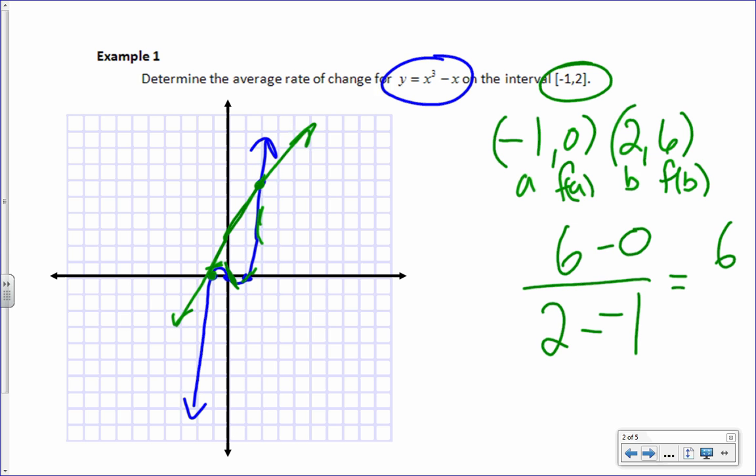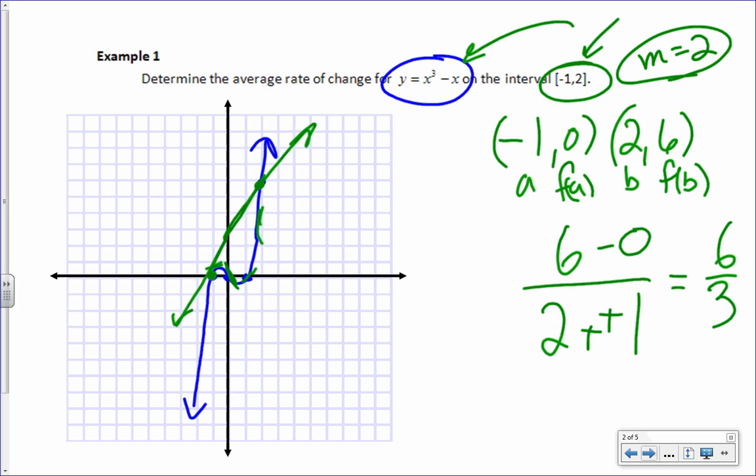And so what do we got? 6 over, add the opposite, 3. So the average rate of change on this function over that interval is 2. Or the average rate of change is 2. So even with those negatives, you see how those negatives help to cancel out some of these steep positives, right? So come out to an average of 2.